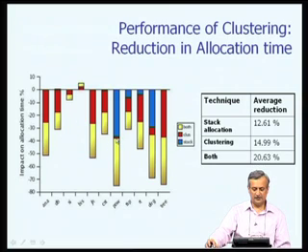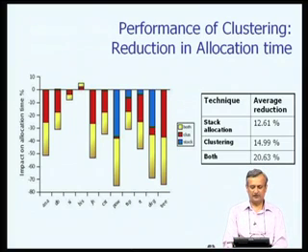For example, let us take one with all three. With just stack allocation, we are able to reduce so much, and with just clustering, we are able to reduce so much, and if we use both, then we actually reduce so much. So, allocation time goes down drastically if we use both stack allocation and clustering, because stack allocation does not require an allocation call at all, and only clustering requires an allocation call.